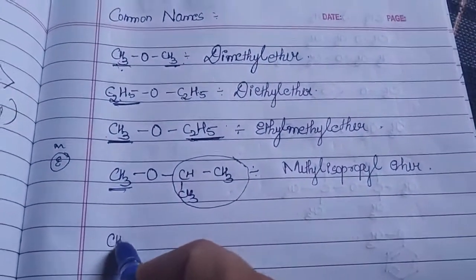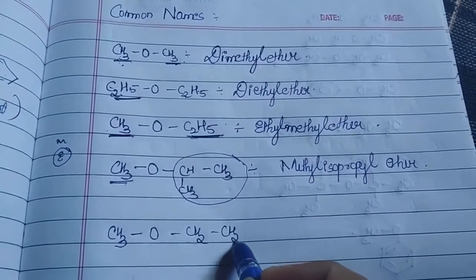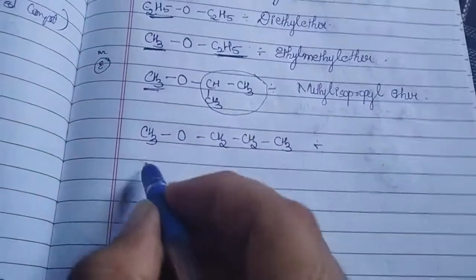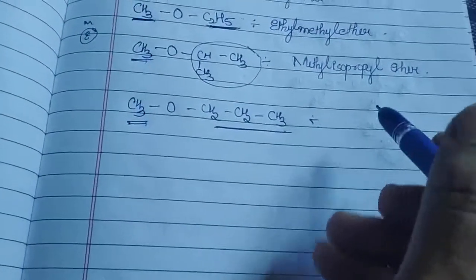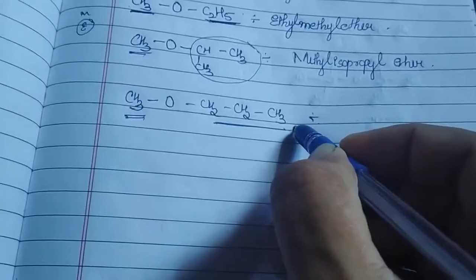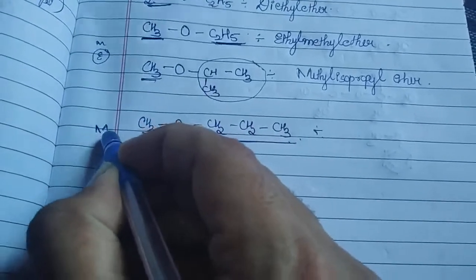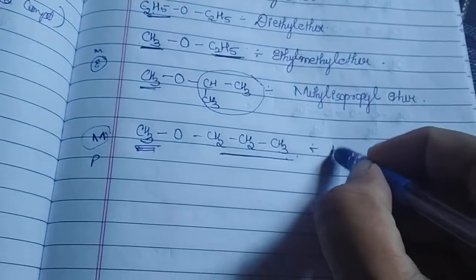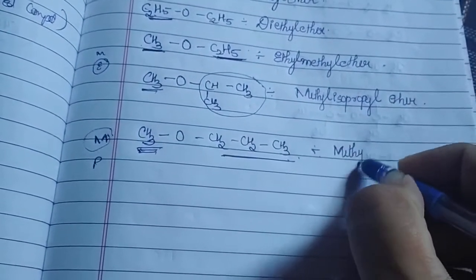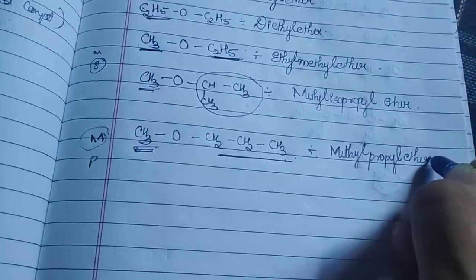Let us take one more important part. CH3OCH2CH2CH3. What can you say it is? This is methyl. What is this one? It is propyl. This is M, this is P. Which comes first? Of course M comes first. So what will you write as? Methyl propyl ether. Are you getting my point how we are writing it?